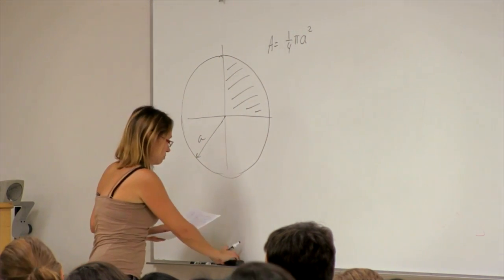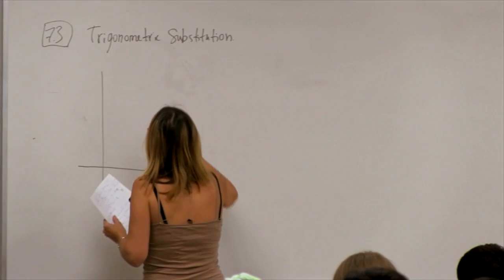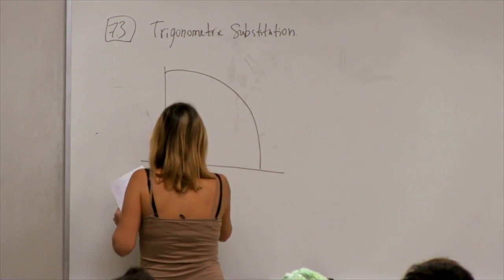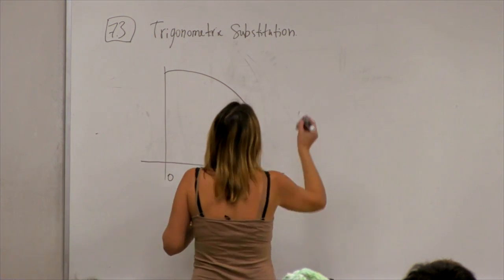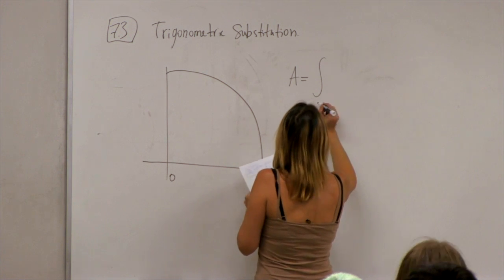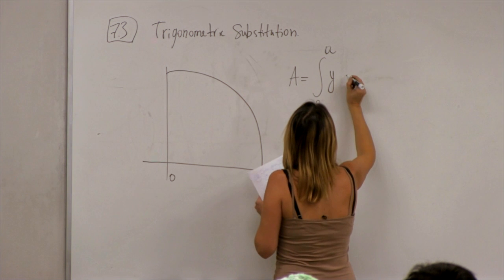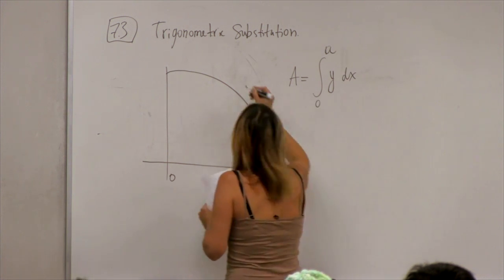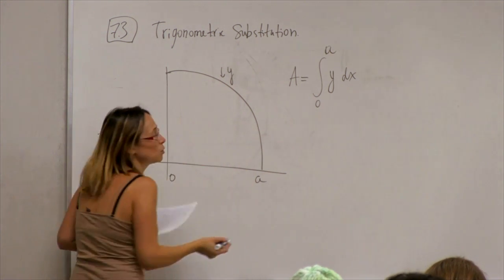And now we go to do it systematically by calculating the area of this object. Right, so we can set up our usual integral under a curve. So the area is going to be given by an integral from 0 to a of y dx, right? So this is y. We need to find the formula for y.